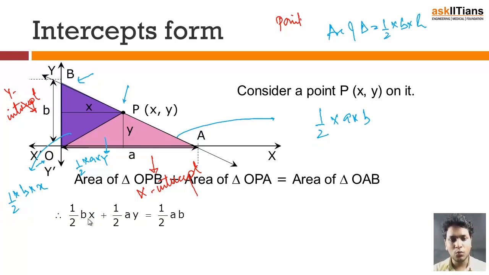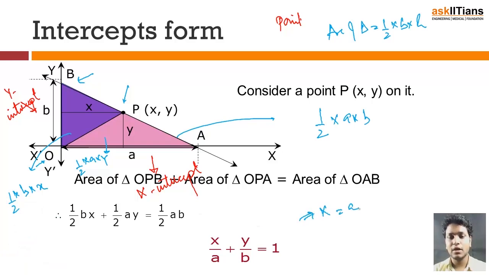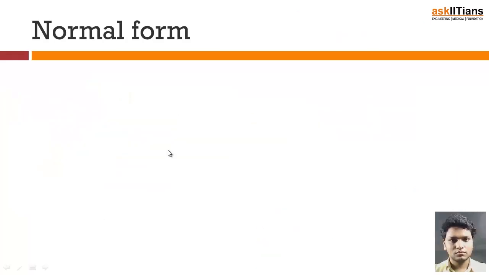The next step is half into bx plus half into ay, that is equal to half into ab. If I cut down all the halves and divide this whole equation by ab, I get x by a plus y by b equal to 1. How to remember this? If the intercept on the x-axis was a and the intercept on the y-axis was b, just divide the variable by the intercept, add them up and write it equal to 1. This is how you can remember the equation in the intercept form.